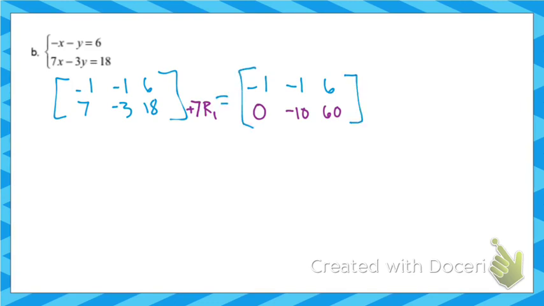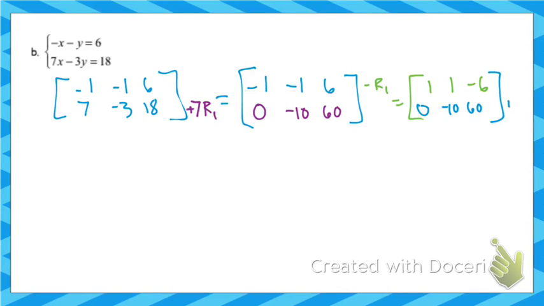Well, now that we're here, I need to get those 1s on the diagonal. So very easy, multiply by that constant. So multiply the top row by a negative 1. So that's 1, 1, negative 6. Bottom row did not change. So the bottom row is 0, negative 10, and 60 still.